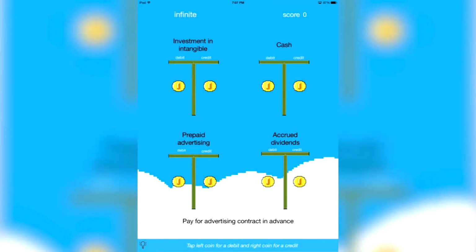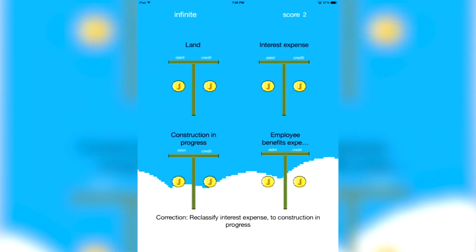Let's check it out. So, pay for advertising contract in advance. Here we're sort of faced with 4 different accounts. I know paying for something, cash is going to go out, and then now I need to debit something. And I know it's prepaid advertising. In this case, it's just a 2-account transaction, because we're starting off on the easier accounts, the other ones are dummy accounts. As you get these right, they're going to become quite a bit more complex.